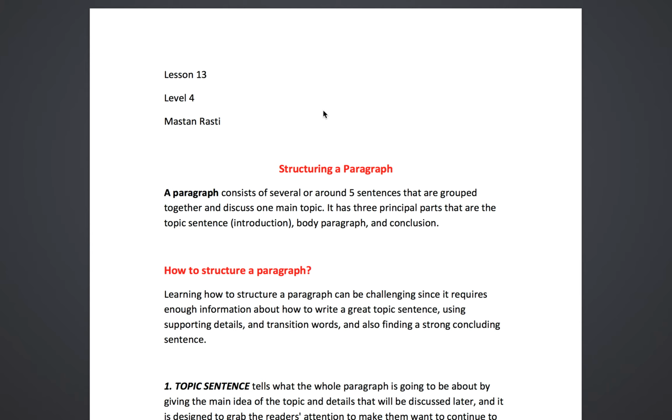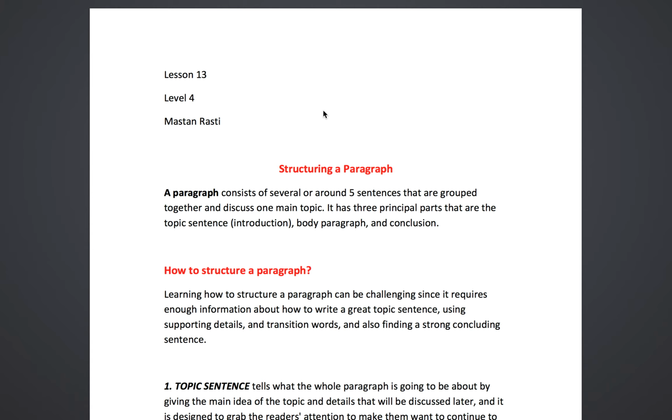Guys, we are here in lesson 13, which is the last lesson of this part of the course. This is level 4 and this is the last lesson. In this lesson, I'm going to talk about a very different part of English grammar, which is writing a paragraph, or structuring a paragraph.